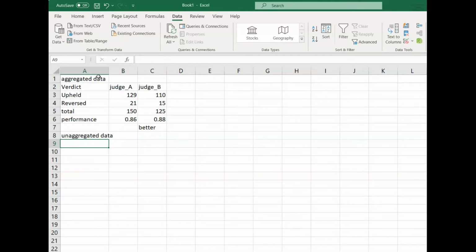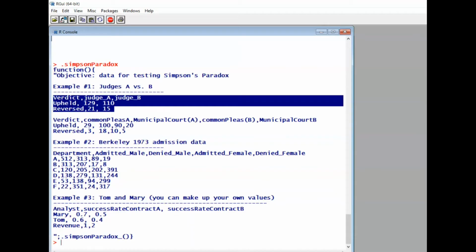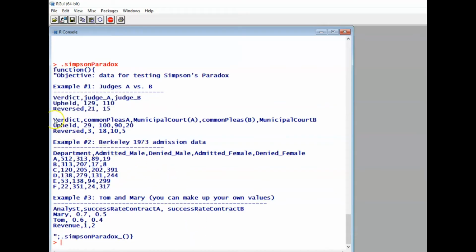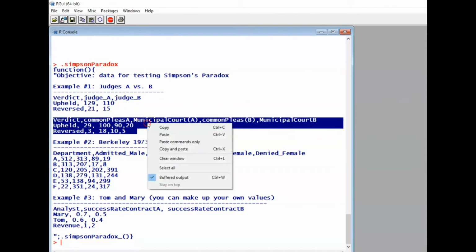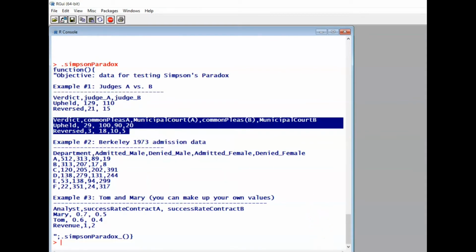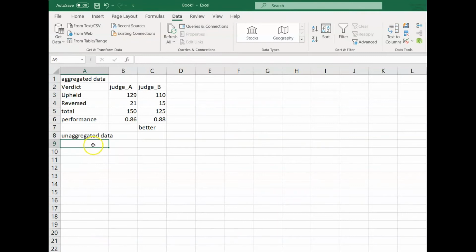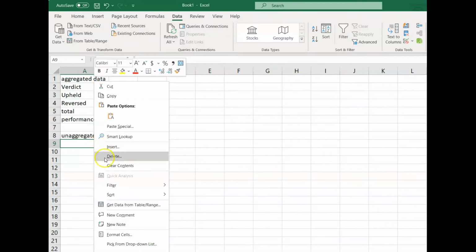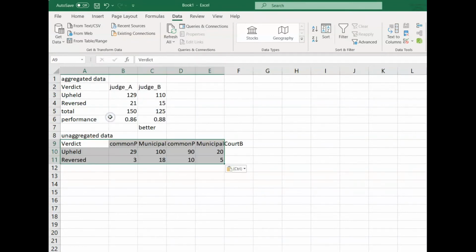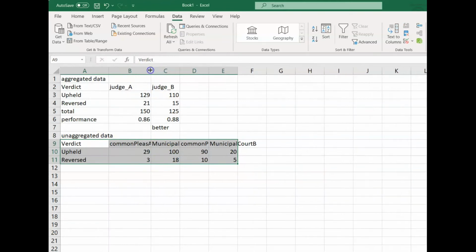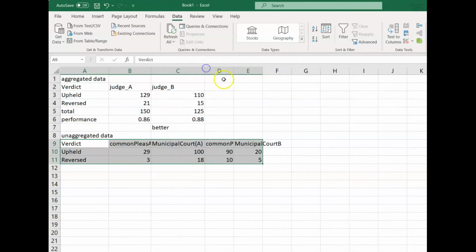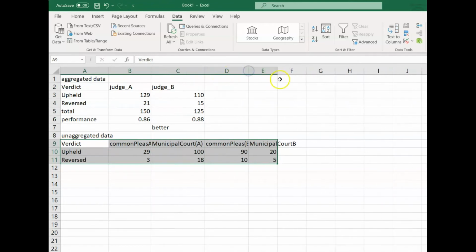So let's go back to Excel. No, sorry. Let's go back to R. We copy the second portion of data. So this is unaggregated data. And we paste it. This time it's nicely separated into 1, 2, 3, 4, 5 columns.